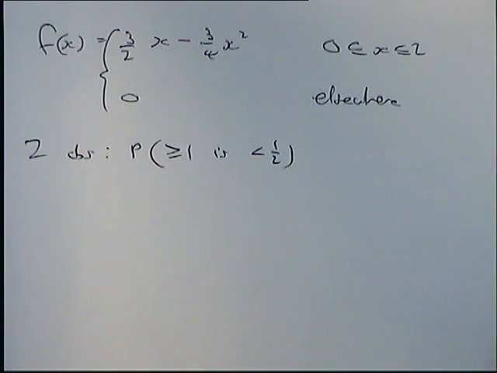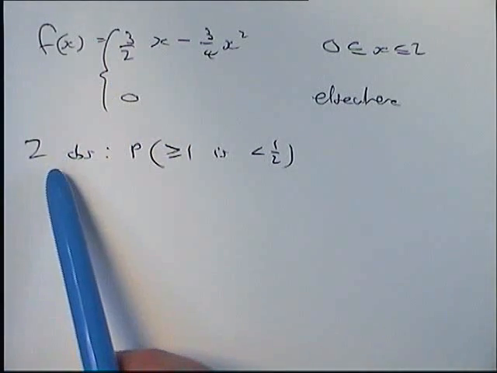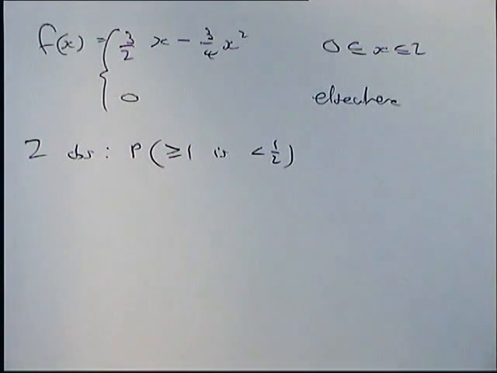So this is just finishing off the example from last lesson. We've got our function. The question said, if you take two observations, find the probability that at least one of them is less than a half. Any ideas where we could start off?